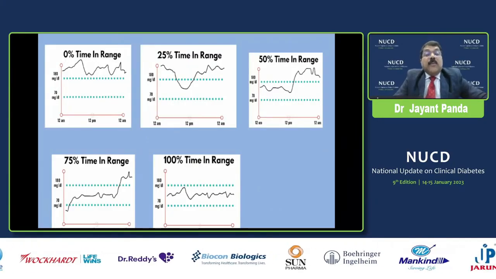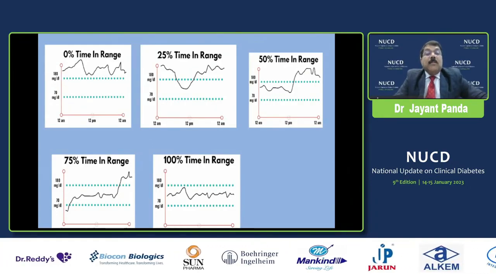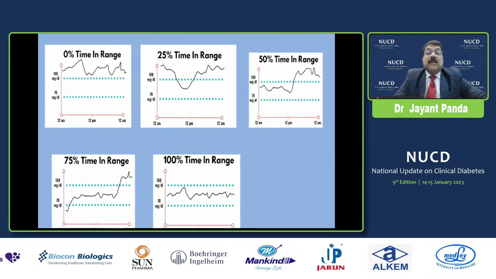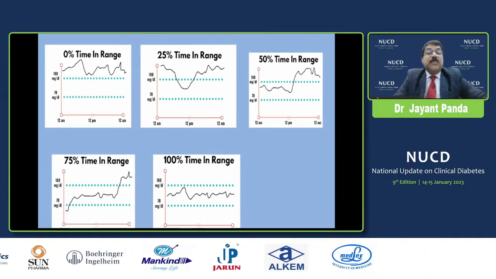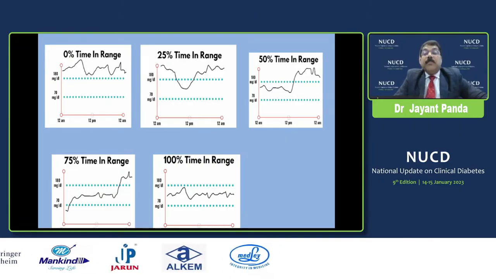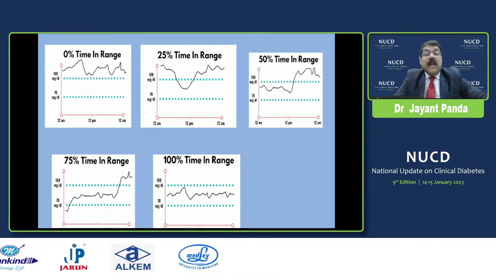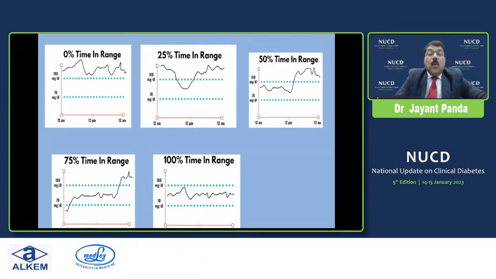So you can see the different pictures of CGM telling you time in range, time above range, and time below range. 0% time in range is the first picture, then 25% time in range, a quarter of the time, 50% time in range, half of the time, 75% and 100% time in range. The whole fluctuation is in between 70 to 180.